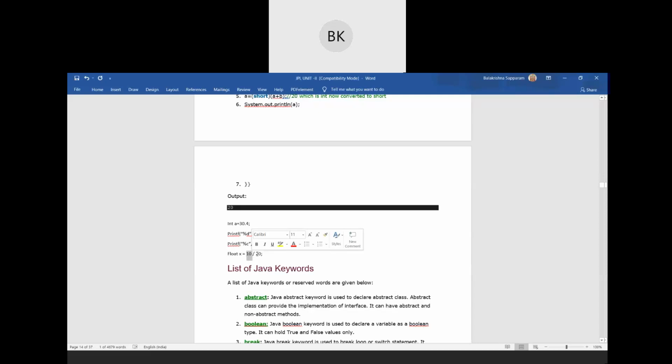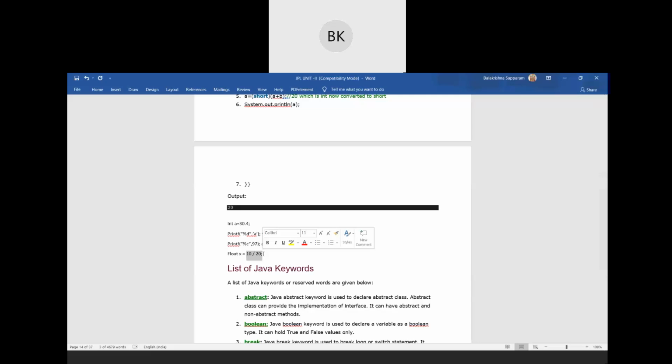This is arithmetic, integer arithmetic. Integer by integer is also an integer. Suppose 10 divided by 20 means, okay, what is the quotient? Quotient is 0.